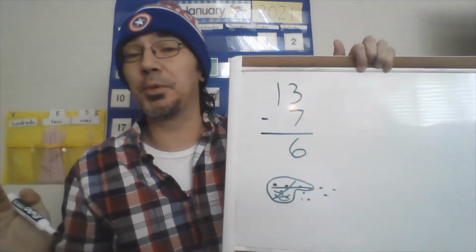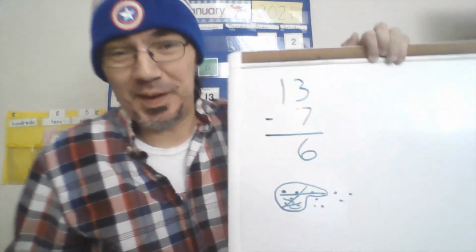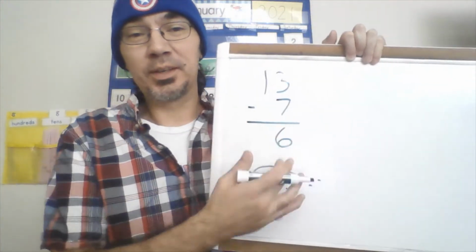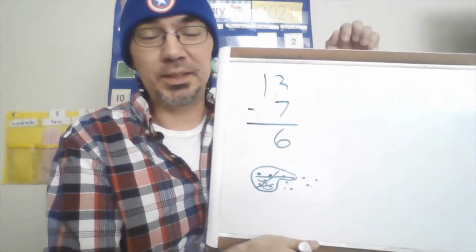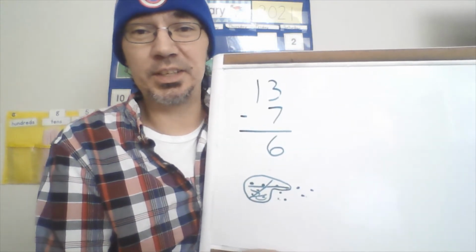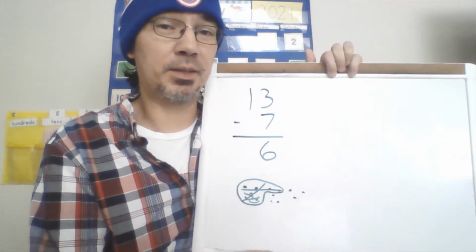All right, now it's time to move on. Not today, though. Not today. So we found our fact family here. 13 minus 7 is 6, right? We want to double check and make sure that it's correct.